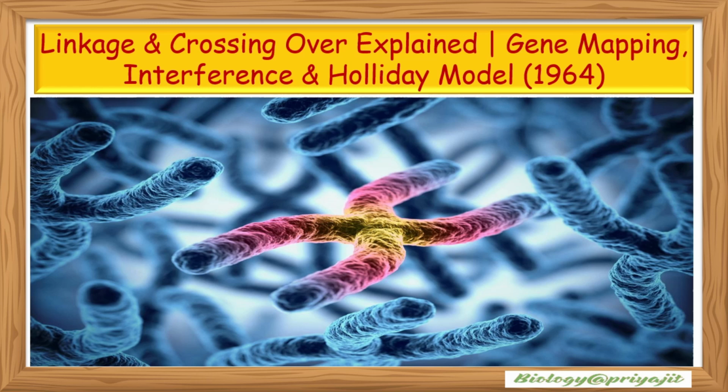In this class, we will clearly understand what is complete and what is incomplete linkage, what is a 3-point cross, linkage map construction, coefficient of coincidence and interference, and the molecular mechanism of recombination explained by the Holliday Model in 1964. These concepts are extremely important for your undergraduate and postgraduate university exams, CSIR-NET exam and Life Science GATE exam. So let's uncover how genes are mapped and reshuffled inside the chromosomes.